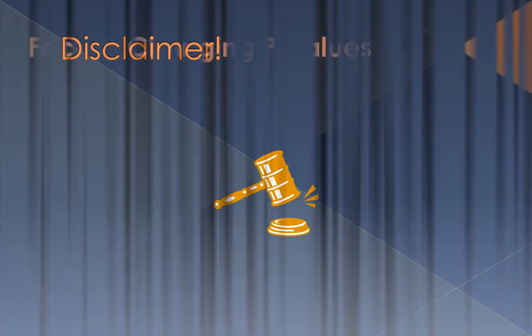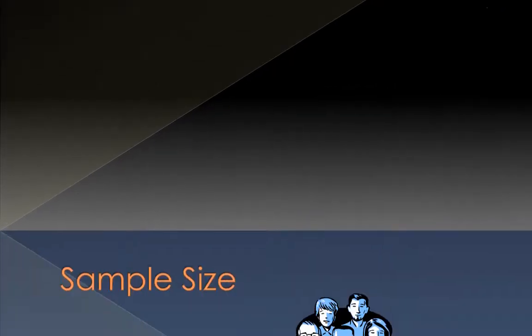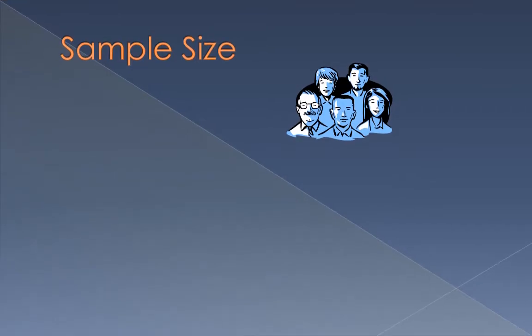So that said, we can start by looking at some of the factors which affect p-values and which might alter your p-value as you perceive it in your study. So we can start with looking at sample size.